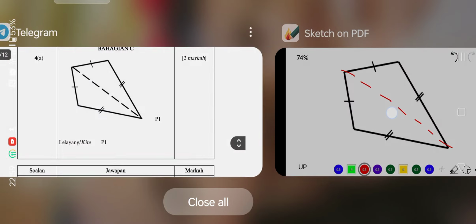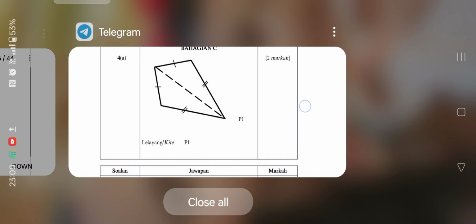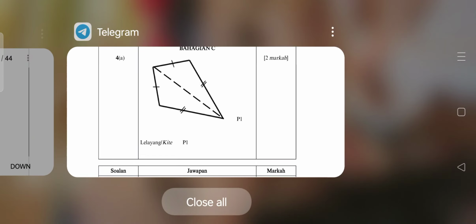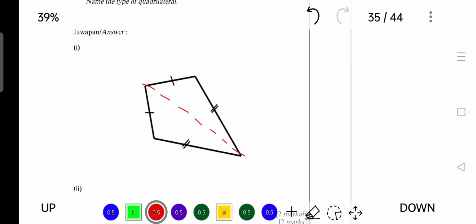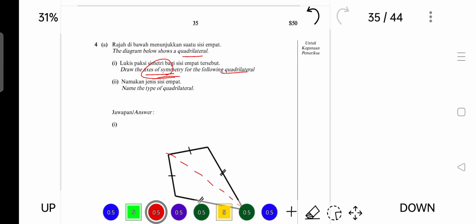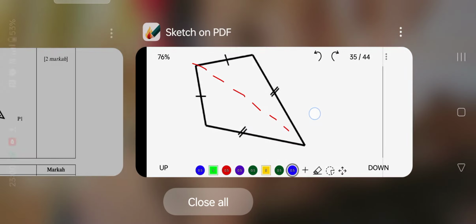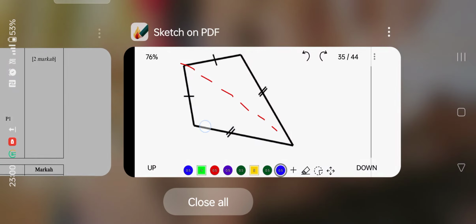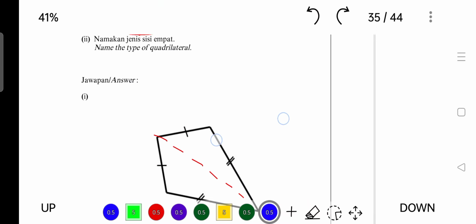Just make sure, you can see the answer here, right? This one is stated as P1. Do you know what is P1? P means knowledge, pengetahuan. So when you have the knowledge of the axis of symmetry, this is how it looks. What will happen if you put a straight line without a dotted line? That is actually not right. You might not get full marks if you do that.